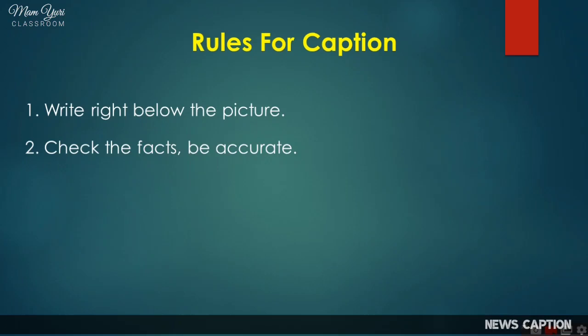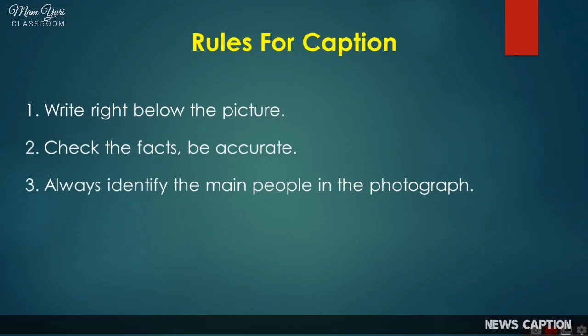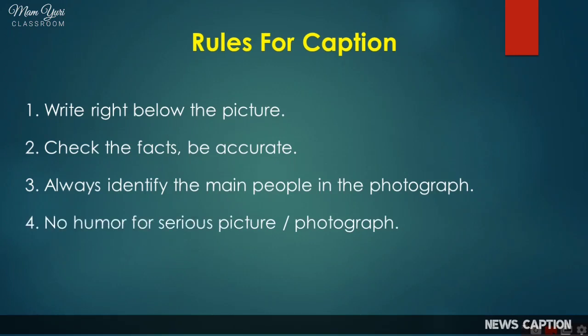Number 2, check the facts. Be accurate, guys. Cek dulu kebenarannya. Jangan sampai kalian menemukan fakta-fakta yang salah terhadap gambar. Number 3, always identify the main people in the photograph. Identifikasi dulu orang-orang atau tokoh-tokoh utama di dalam gambar. Number 4, no humor for serious pictures or photographs. Nah, ini kalian perlu mengidentifikasikan apabila foto ataupun gambar yang kalian tampilkan itu lebih serius, maka tuliskan hal-hal yang lebih serius tanpa ada humor di dalamnya.